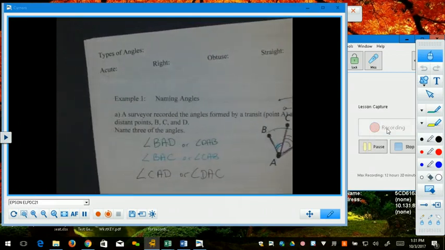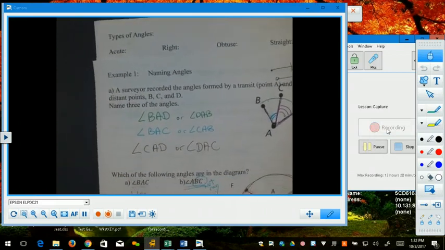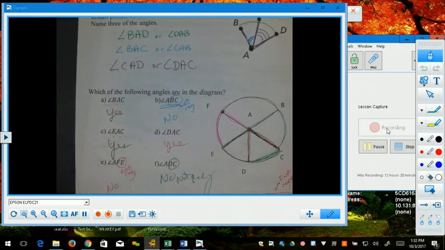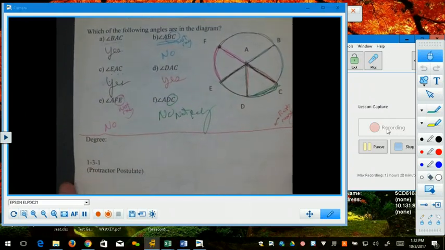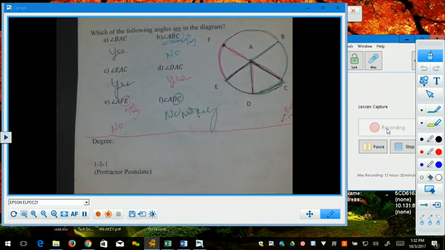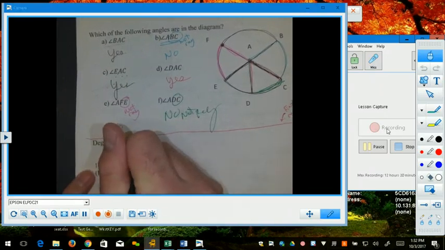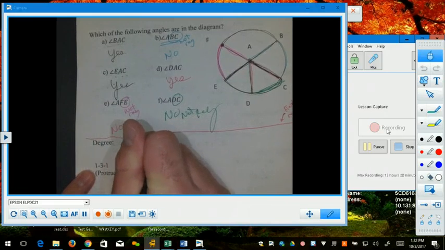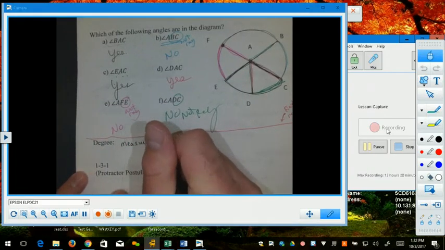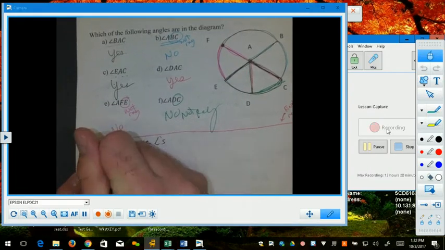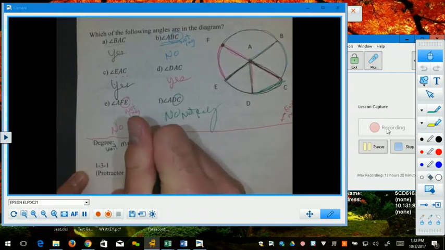In clip 1, we finished up with deciding whether these were angles or not, and now we're going to define what a degree is. A degree is a unit that measures angles. It's a way to measure angles.